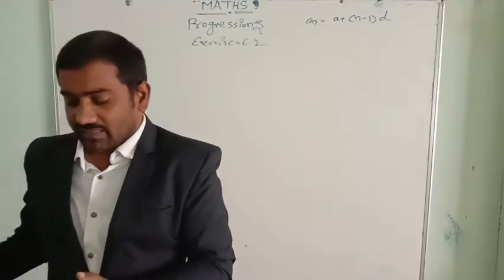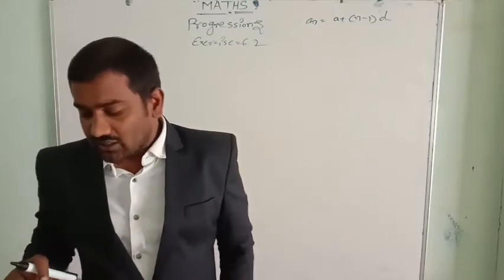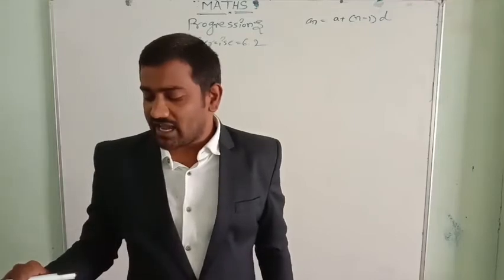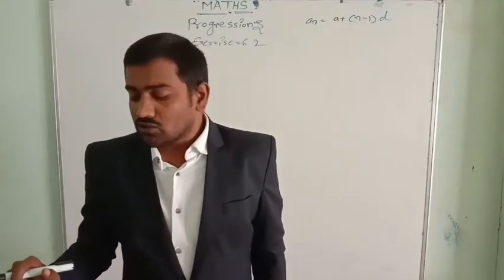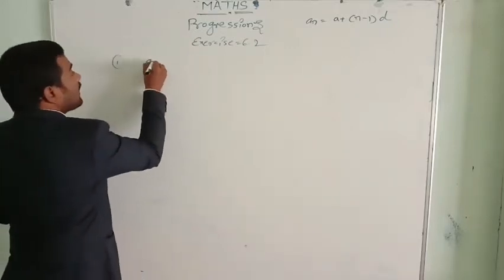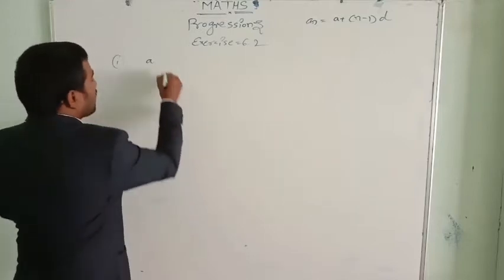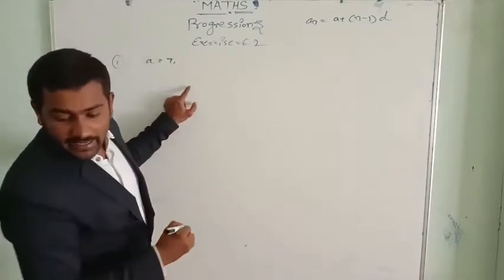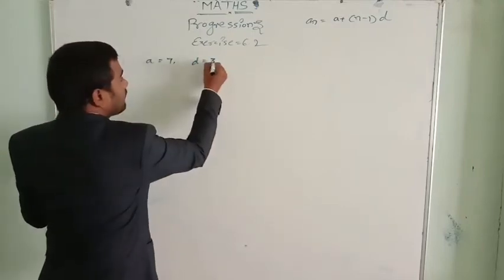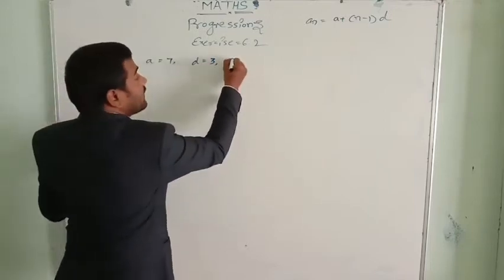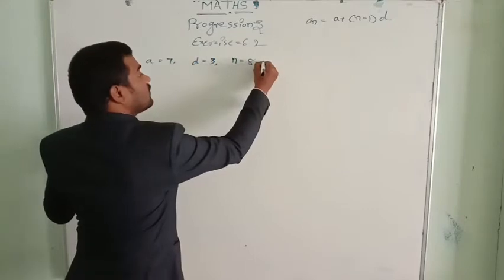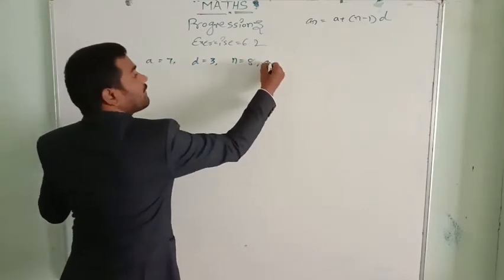It says fill in the blanks in the following table. Given that a is the first term and d is the common difference, an is the nth term of the AP. So here they have given some terms. Let us write the first question: a equal to 7, d equal to 3, common difference 3, n equal to 8, and we need to find the an.